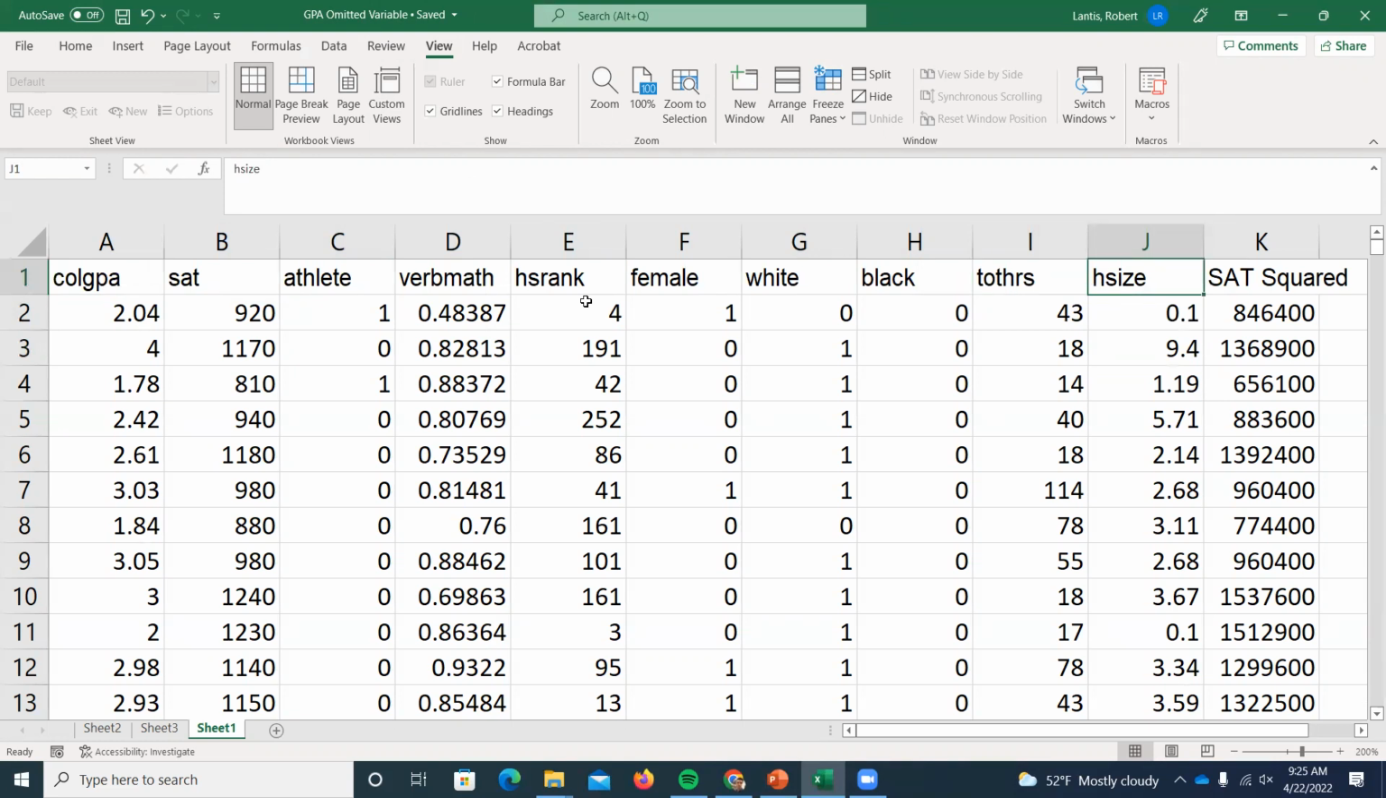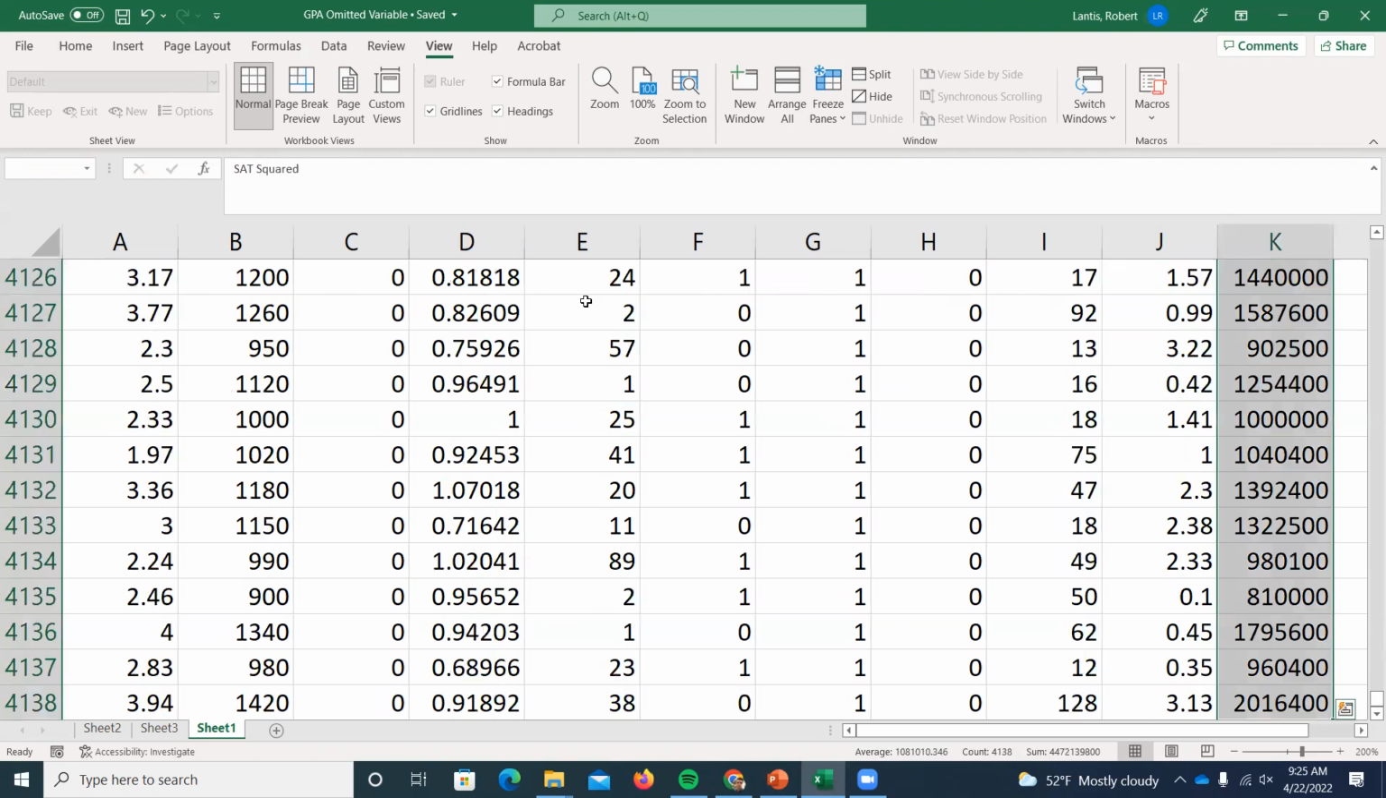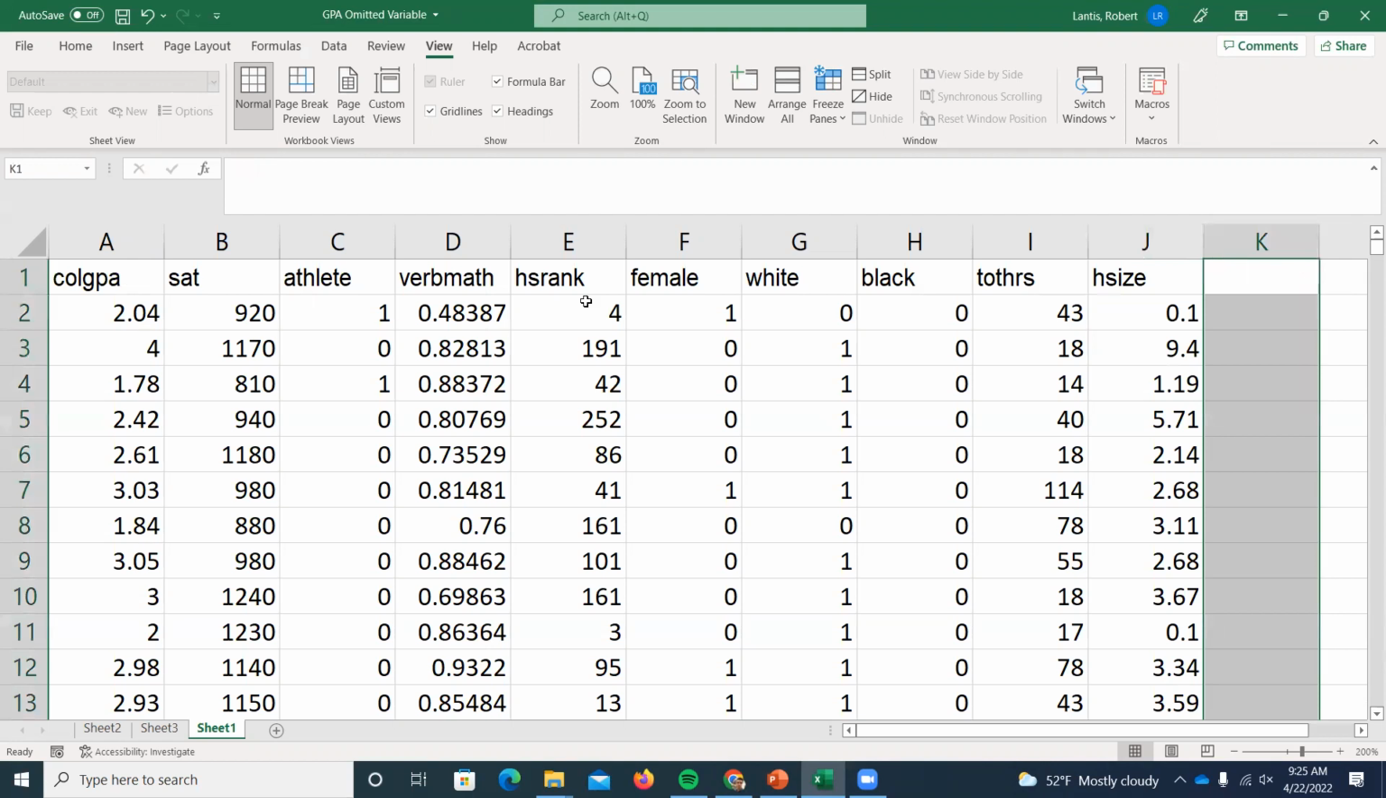Their high school size, which I forget, they moved the decimal on this, so my guess is that 1.19 might represent 1,190. They just scaled the variable. And don't worry, I don't think we're going to use this SAT squared variable, so I'm going to delete this for the sake of what we're doing. At least for today. I might introduce that next week.